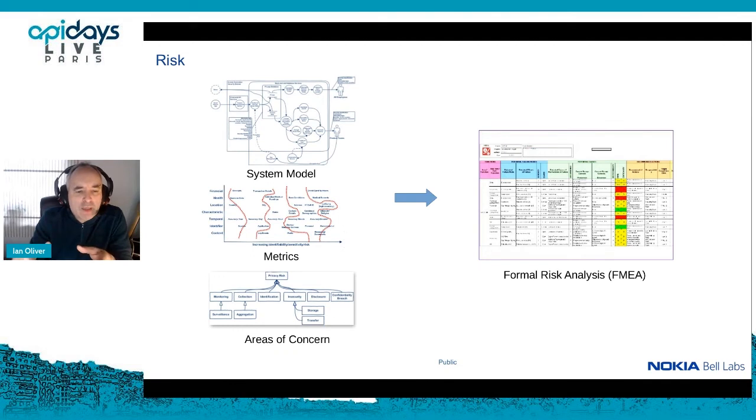what is the risk of it being compromised according to our areas of concern, and then we use the metrics to guide the figures that we placed into the FMEA. And from this, then we could prioritize which areas of the system were of concern in a very formal way.